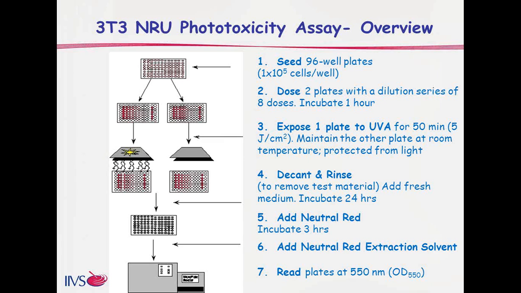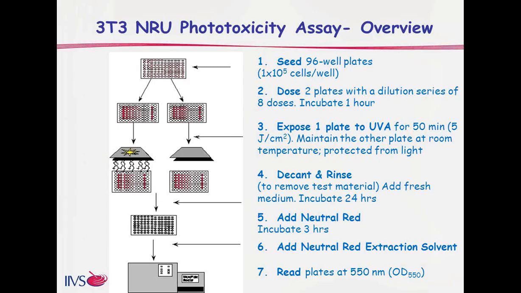Each test material will receive 2 plates, one for the assessment of the presence of UVA and visible light and one in the absence of UVA visible light. Each assay also includes a positive control, chlorpromazine, tested concurrently in 2 plates. After the cells have been seeded, they're grown at standard culture conditions for approximately 24 hours. This allows the cells to obtain a confluency of approximately 50%.